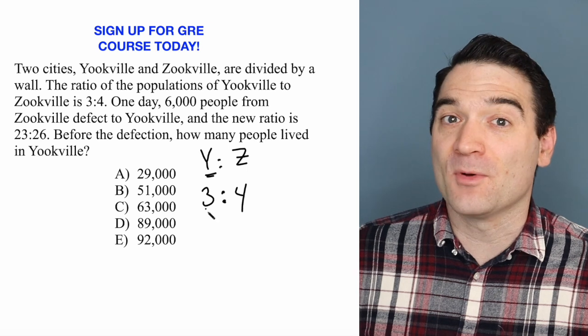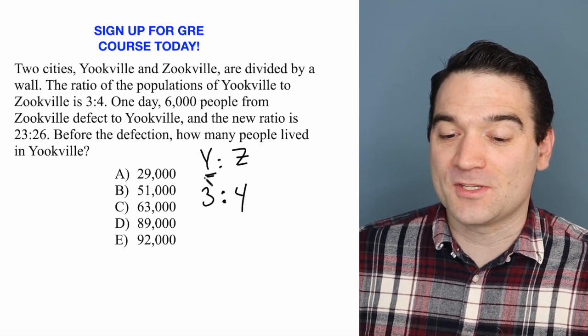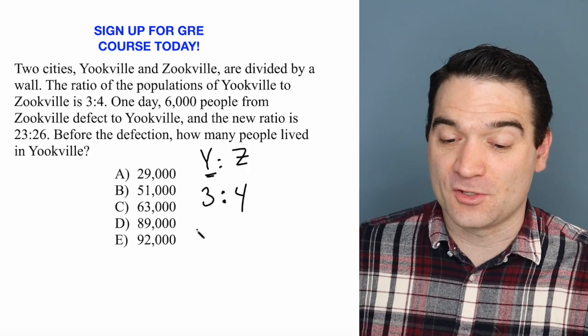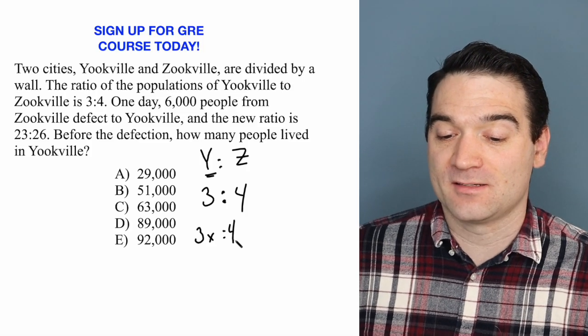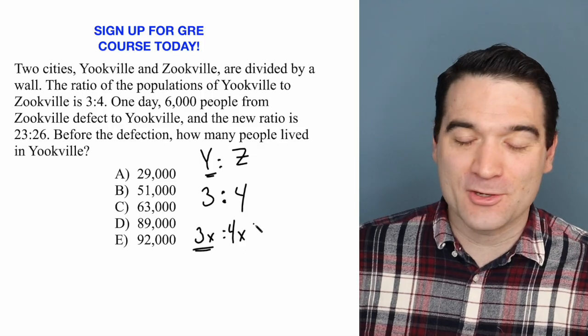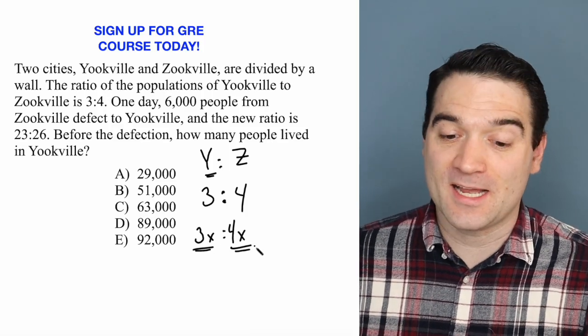Both of these numbers are going to be multiplied by the same thing, right? So that means what I could say is the ratio of Youkville to Zoukville is 3x to 4x, right? Whatever Youkville is, it's 3 times some number, and whatever Zoukville is, it's 4 times that number.